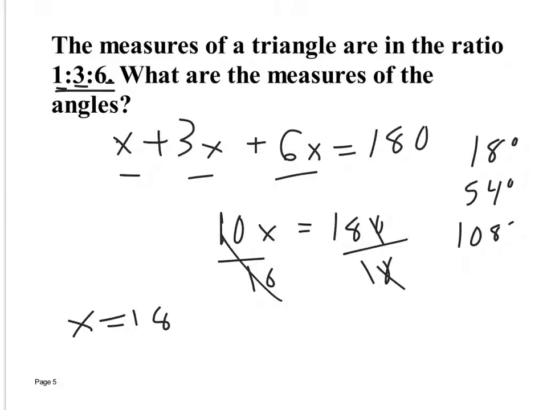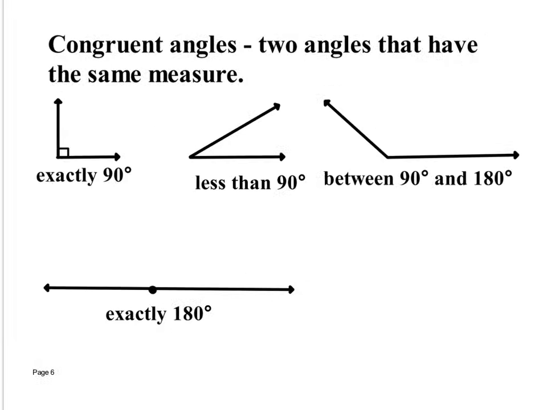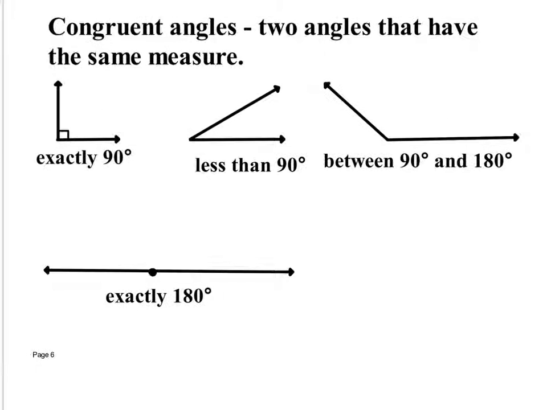Do all these add up to 180? Yes, they do. So there's my answer. Now, I never call them A, B, and C because it doesn't tell me what the vertices are. But if you said A was 18, B is 54, I don't care. That's fine. Hey, if that's what you need to do. Any questions? All right, you need to write all this down.